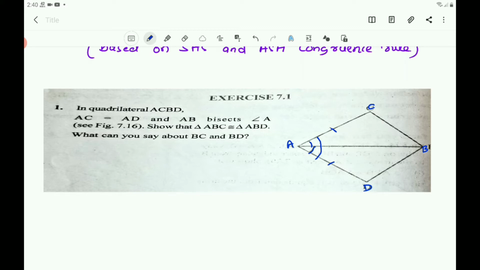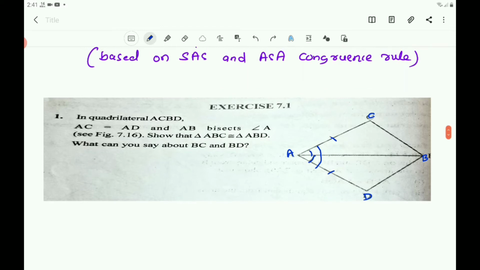What can you say about BC and BD? Here BC and BD. The question is, what can you say about BC and BD? Now here two triangles are there. Try to prove that they are congruent triangles, on the basis of SAS congruence rule or ASA congruence rule. If they are congruent, then you can say that BC and BD are equal.